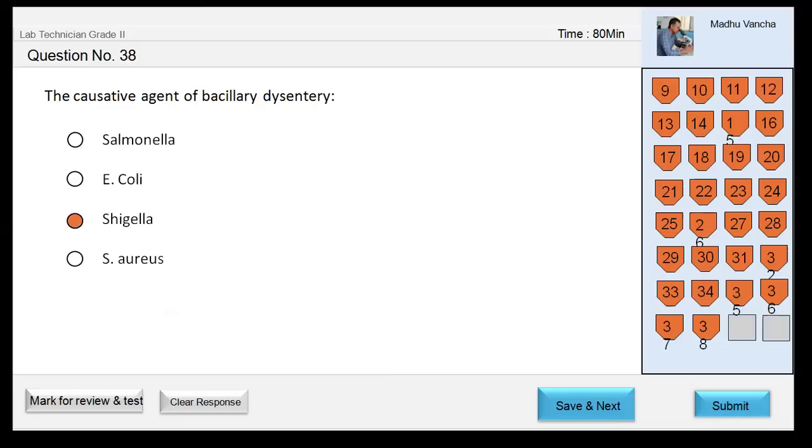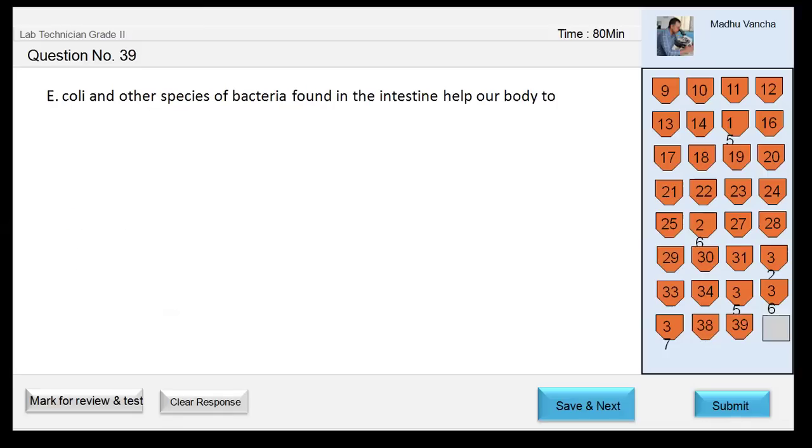Shigella dysenteriae causes dysentery. Remember, bacillary dysentery is caused by Shigella dysenteriae. Amoebic dysentery is caused by Entamoeba histolytica. So amoebic dysentery is a parasitic infection. Bacillary dysentery is a bacterial infection.